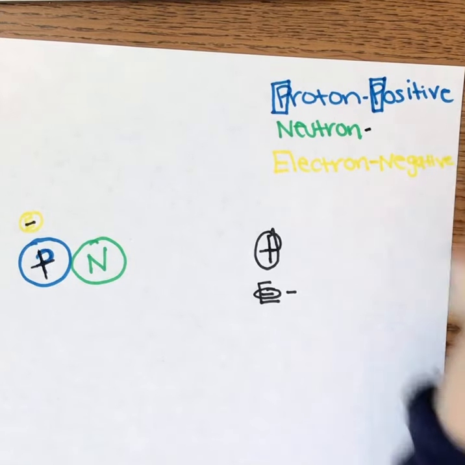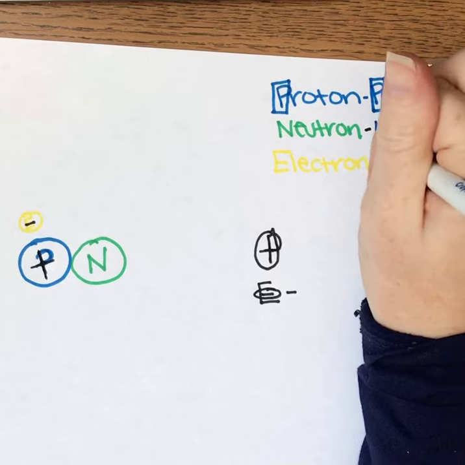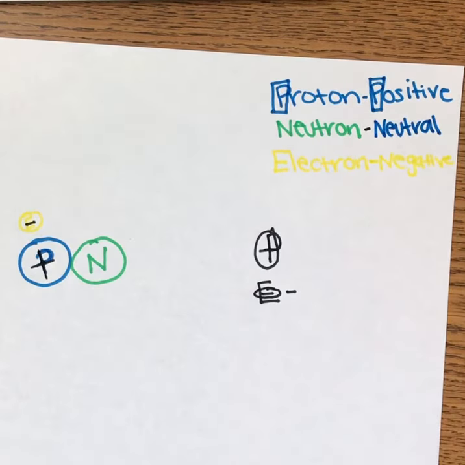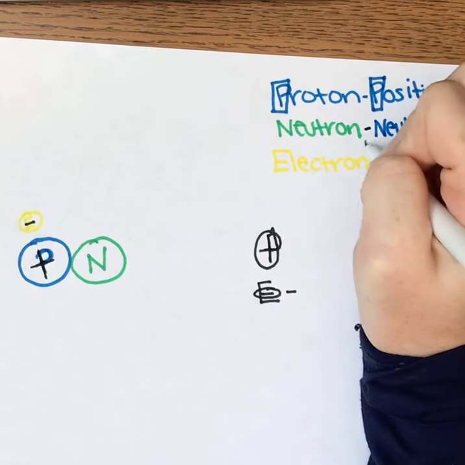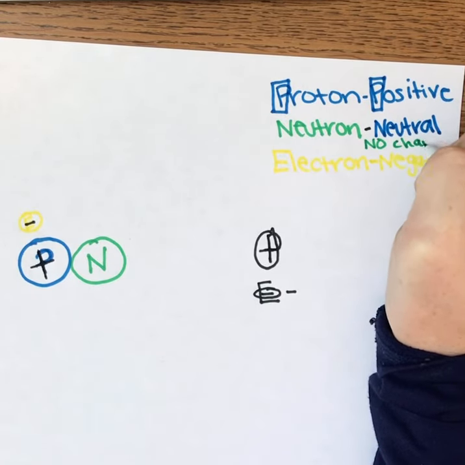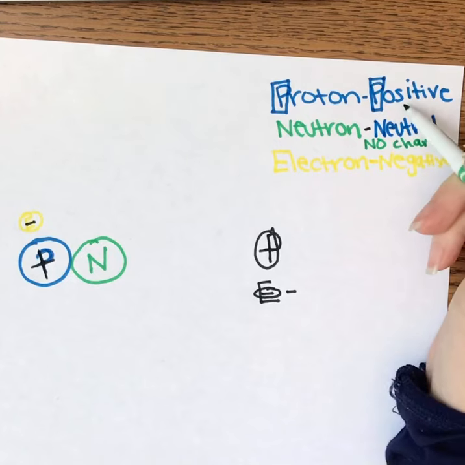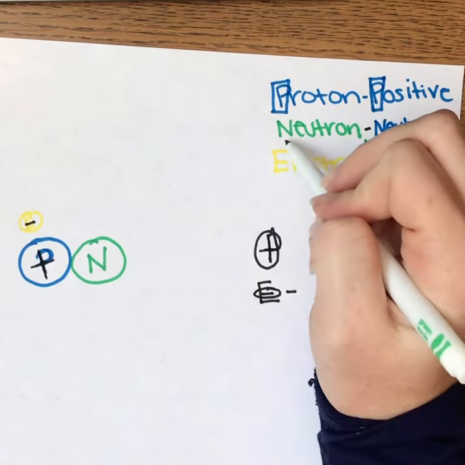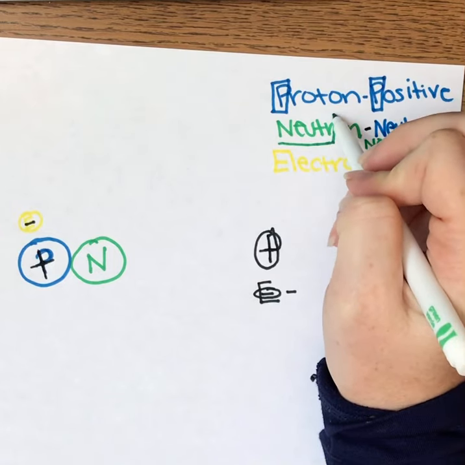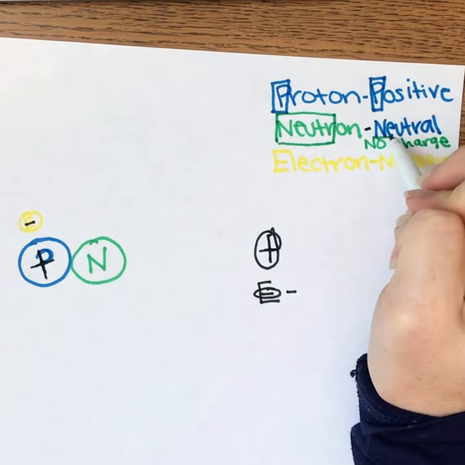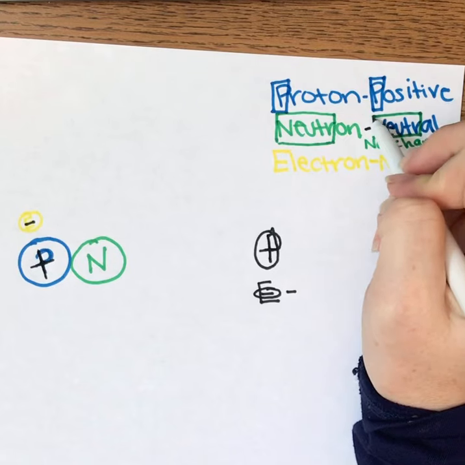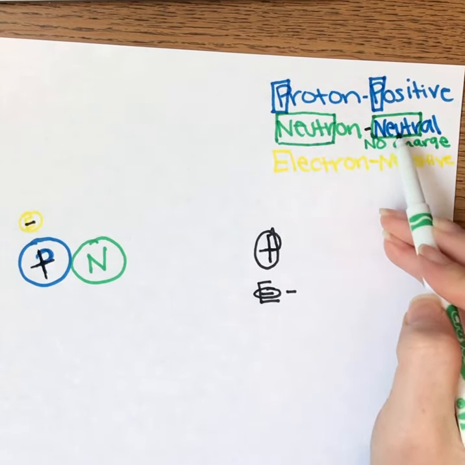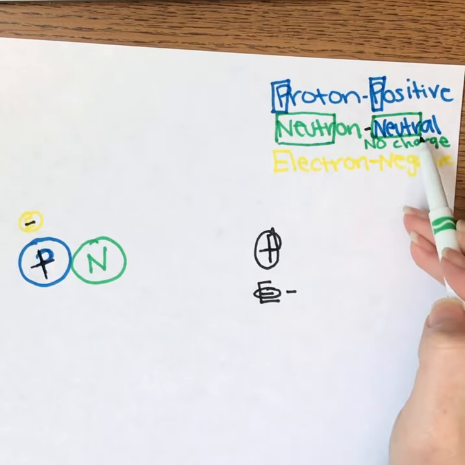Our last particle is our neutron. Our neutron is neutral. And what neutral means is that it has no charge. That means it's not positive and it's not negative. It has no charge. You'll see neutral and neutron have the same first few letters, N-E-U-T-R. That's how we remember it.